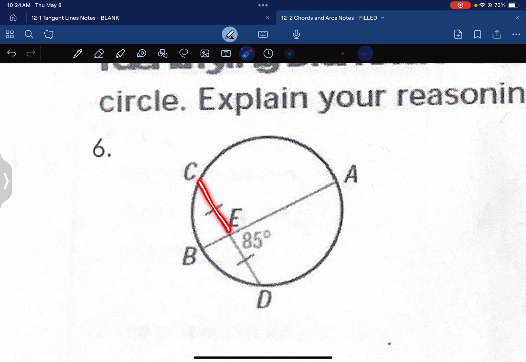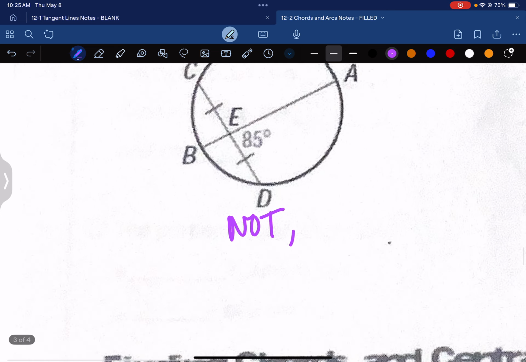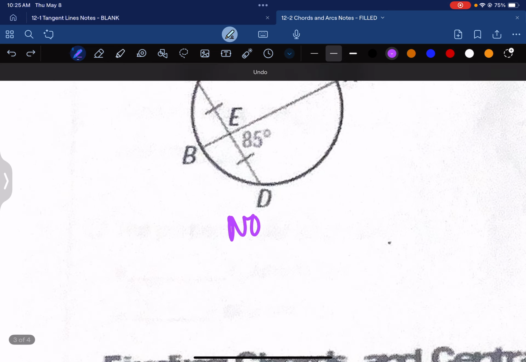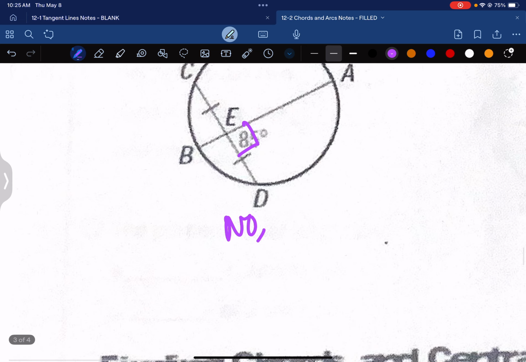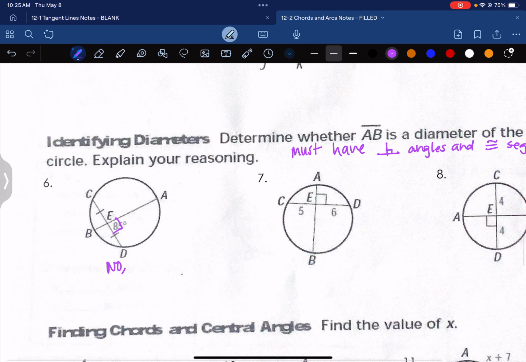So you're looking at this. You have congruent segments from here to here. Check. But we need to have perpendicular angles. 85 is not a right angle. So this will be no, not a diameter. And then you'll explain why, because this is not a right angle. So that's how you want to solve that.